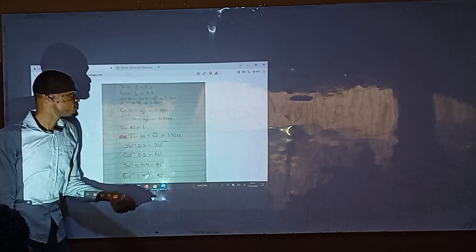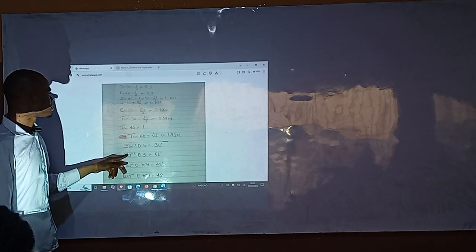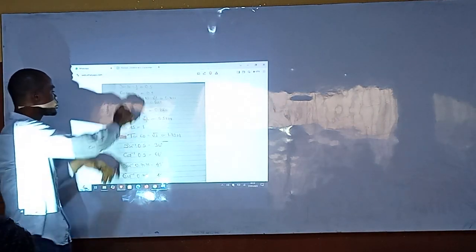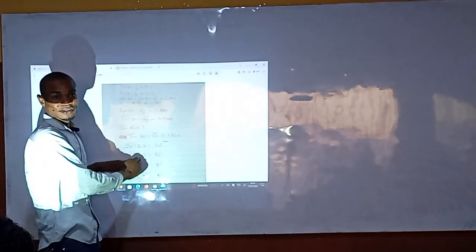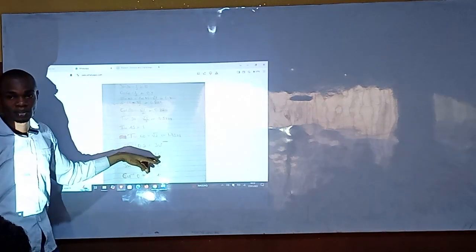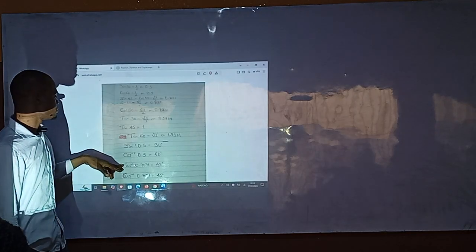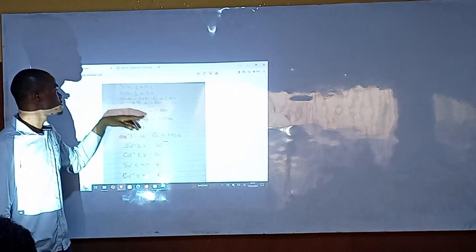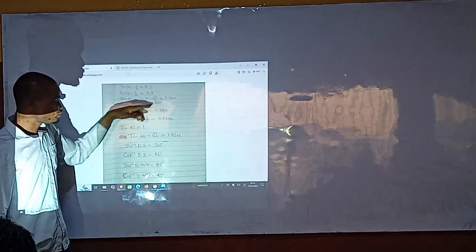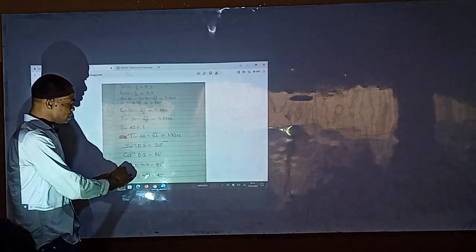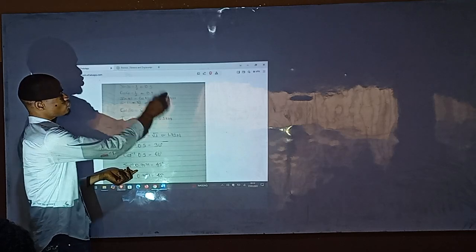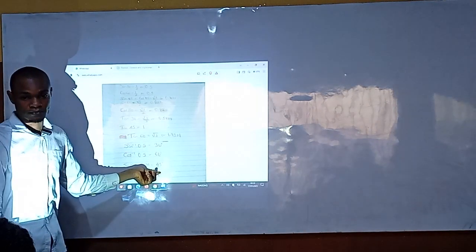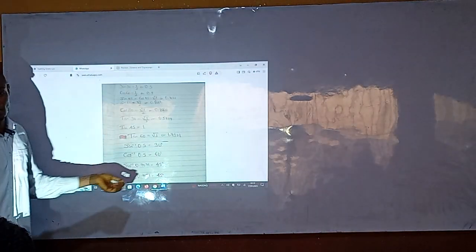What of cos also? Cos 60 is 1/2 or 0.5, right? Now when you take cos to the other side, that's arc cos 0.5, which will give you 60 degrees. What of sine 45? It is 0.7071, which is the same thing as √2/2. When you take sine to the other side, I'll have arc sine 0.7071, which is 45 degrees.